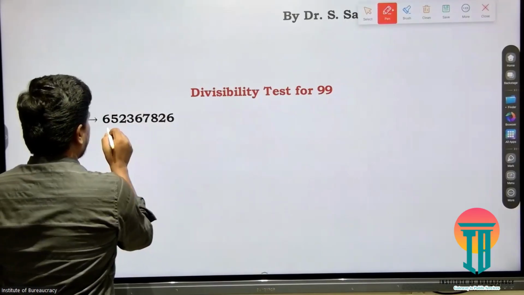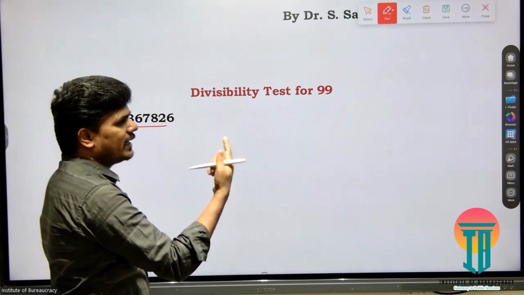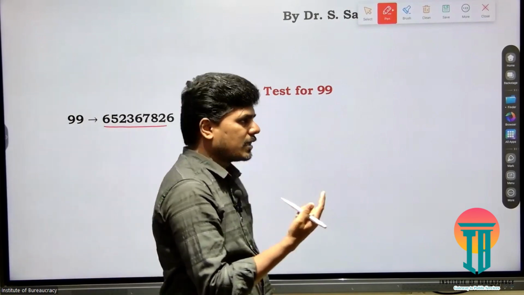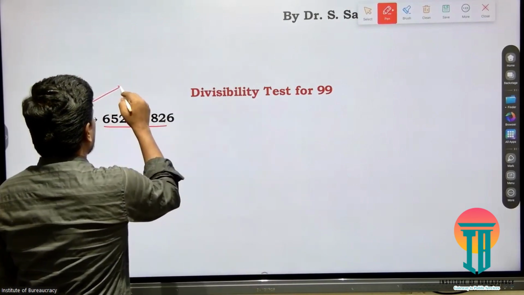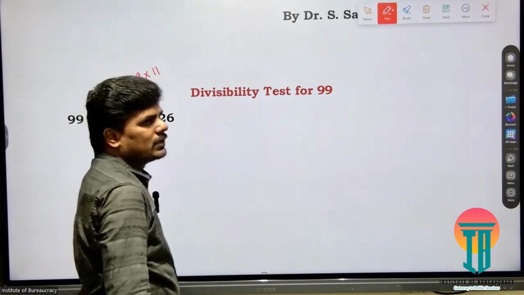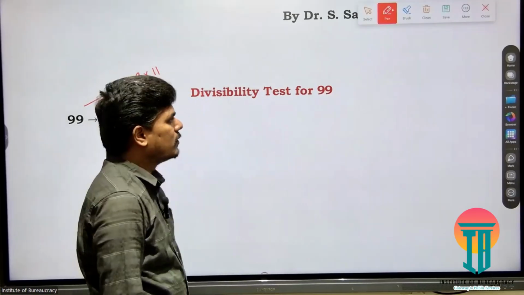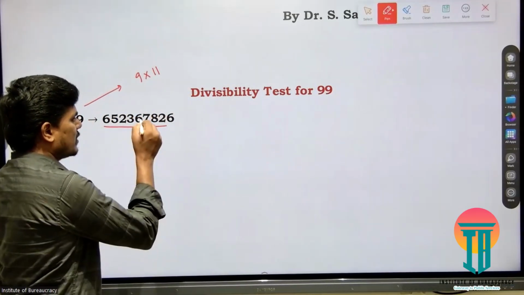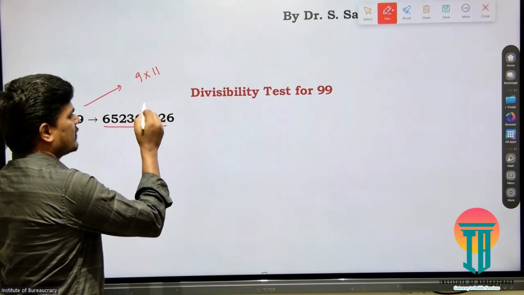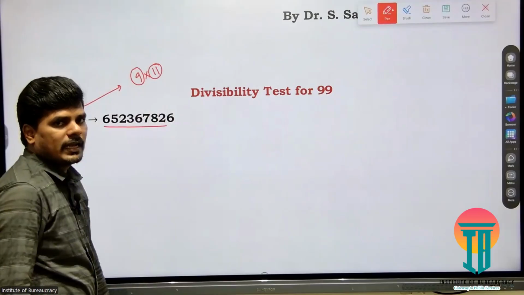So let us take this example. Whether this number is divisible by 99 or not, we have to check it. For that, you take this 99 and write it as a product of co-primes, 9 into 11. The HCF is going to be 1 for both the numbers. So in order to check whether this number is divisible by 99, we have to check whether this number is divisible by 9 as well as divisible by 11.